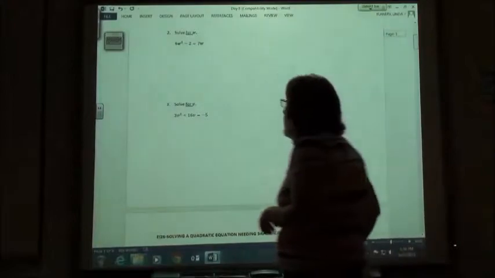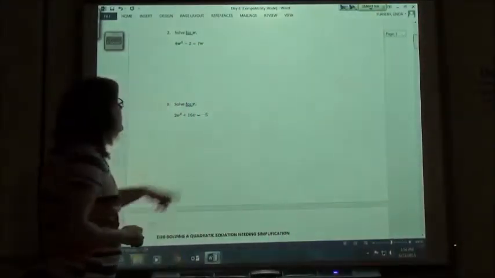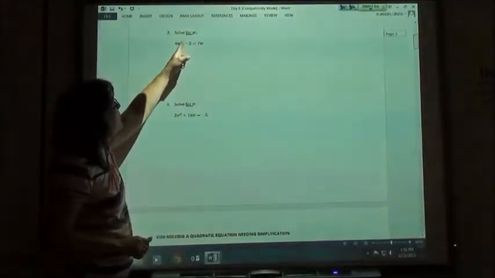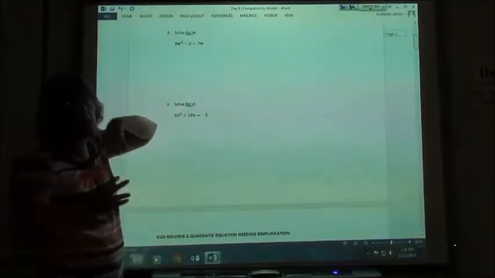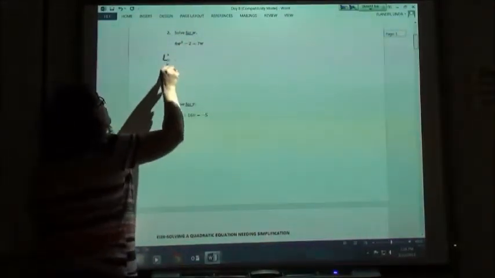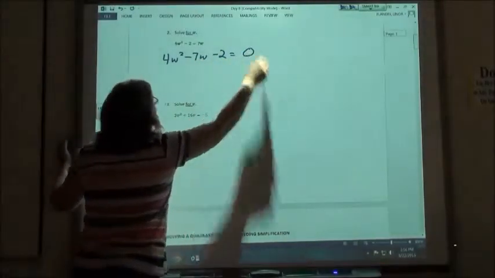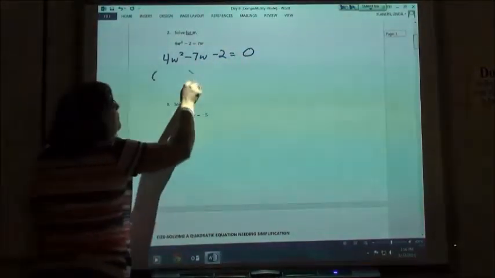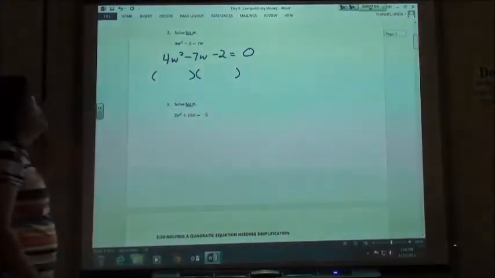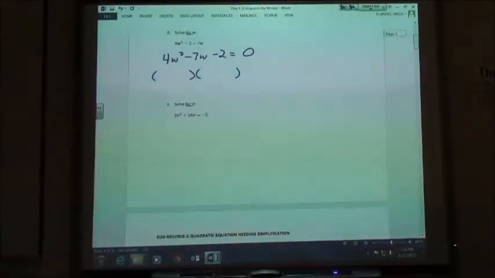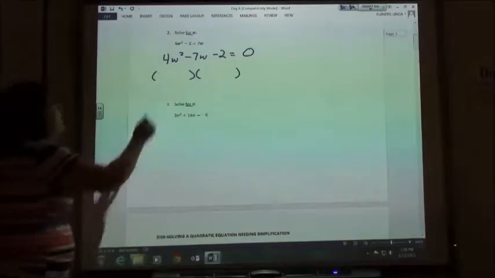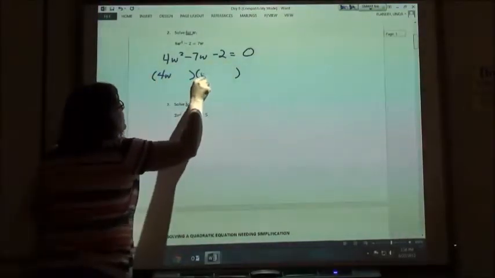So number 2, when I'm solving that one, I want to move my 7w over to the other side, but it's got to go between those two things so I have them in the best order. So 4w squared minus 7w minus 2 equals 0. Now we have to be careful with the 4w squared. It might be 4w and w, or it could be 2w and 2w. I'm going to try the 4w and the w.